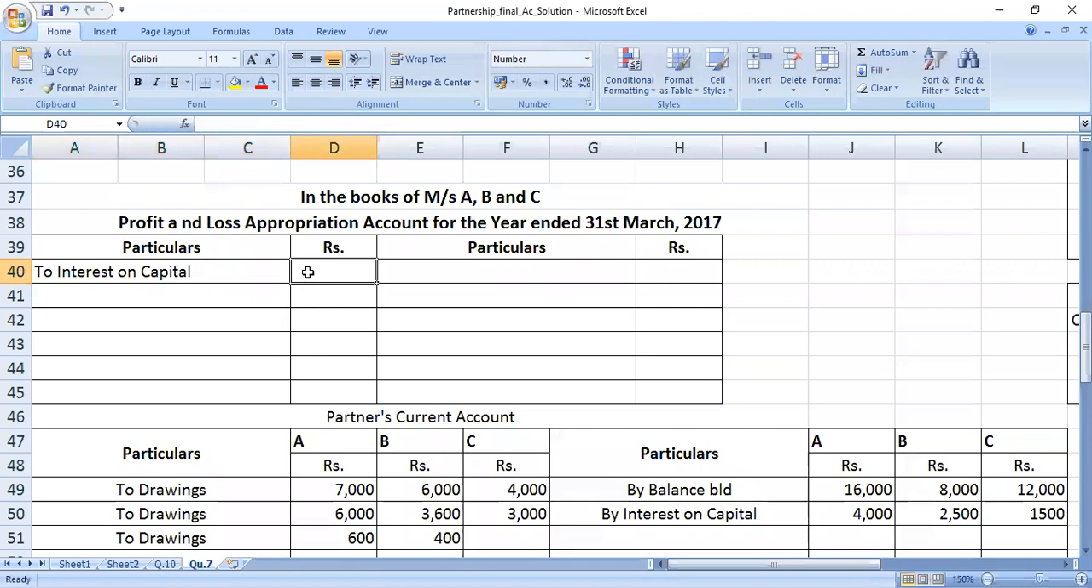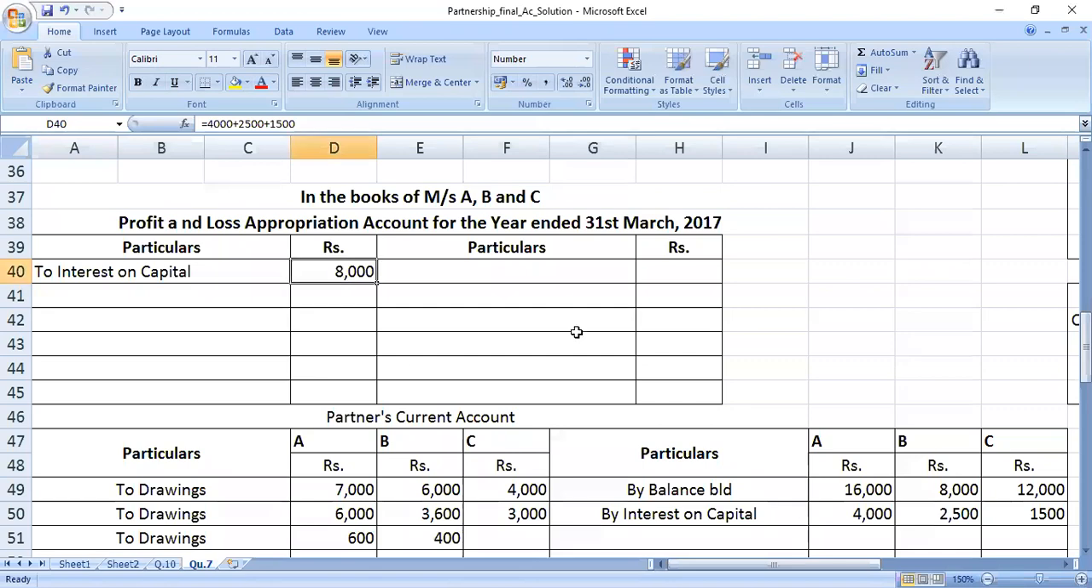Total interest: 4,000 plus 2,500 plus 1,500. Total interest 8,000. A's 4,000 was there, B's 2,500 and C's 1,500. The total interest on capital is 8,000. We recorded it on the debit side of the profit and loss appropriation account. I hope you understood what is going on, and whatever adjustment is there, on that basis we recorded.